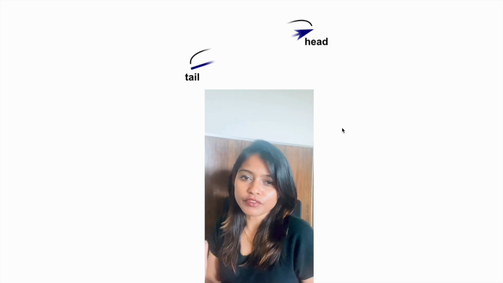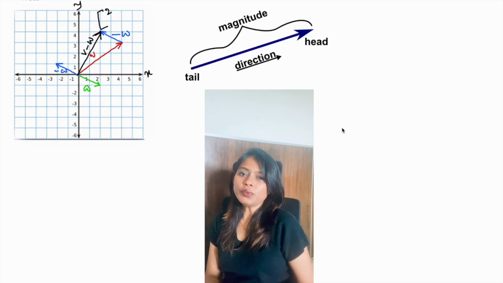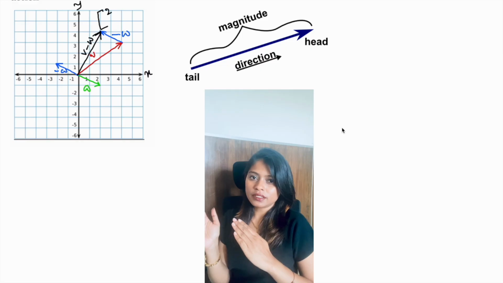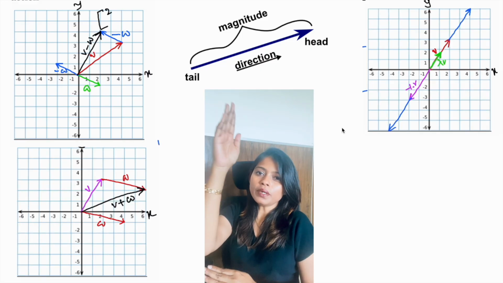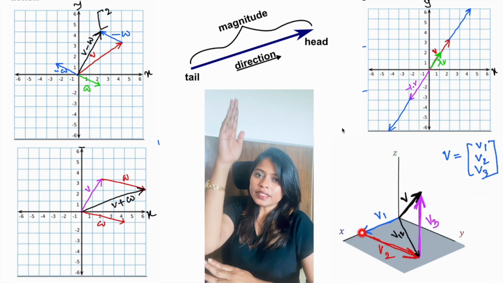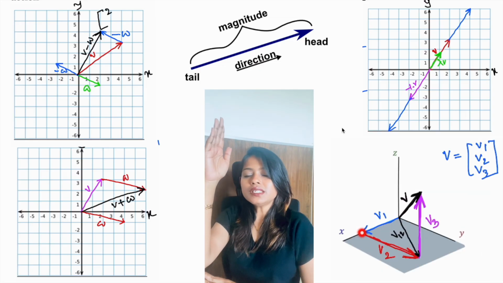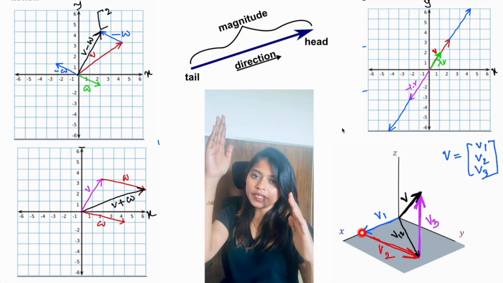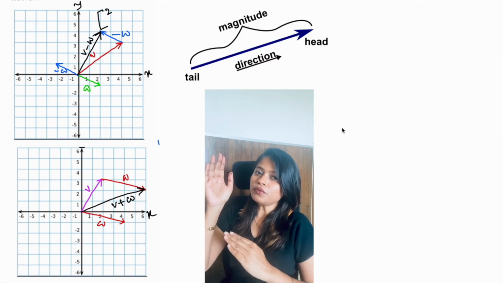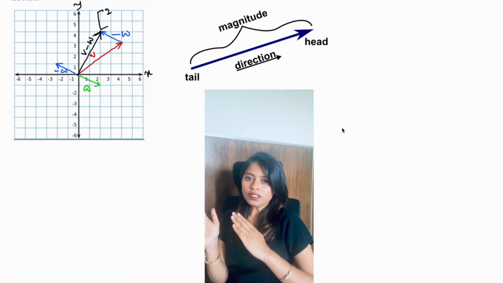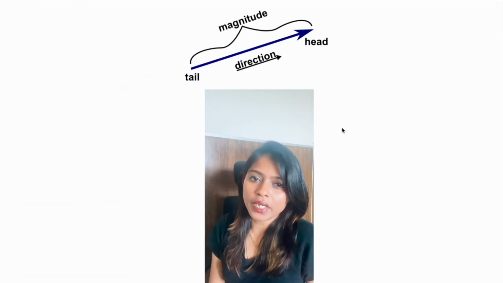In the previous video in this playlist, I talked about what is a vector, how to represent a vector geometrically and algebraically, then vector addition and scalar multiplication, vector subtraction, vector length or magnitude, and unit vector. In this video, I'll talk about vector space and the rules of vector space.